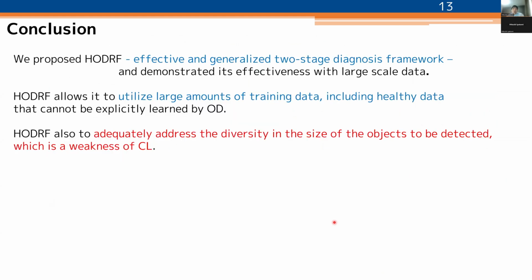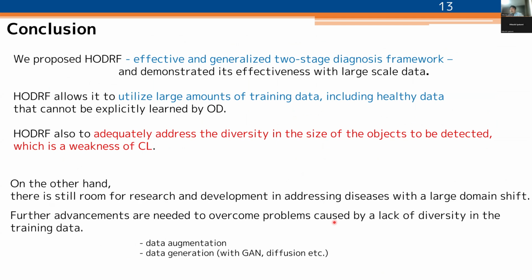As a conclusion, in this paper, we propose an effective and generalized two-stage diagnostic framework for plant disease and demonstrated its effectiveness with large-scale data. Also, we need to address the large domain gap caused by insufficient training datasets, but this can be addressed with more sophisticated data augmentation or data generation, such as GAN-based or diffusion-based methodologies.